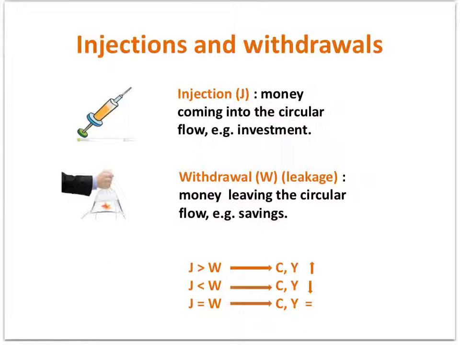Money coming to the circular flow as investment is called an injection. Money leaving the circular flow as saving is called a withdrawal or leakage from the circular flow. Investment and saving decisions are made by different sectors for different purposes, and in real life they are more likely to be different. When injection is greater than withdrawal, then circular flow increases and consumption, income and production all increase. When withdrawal is greater than injection, then circular flow decreases and consumption, production and income all decrease.